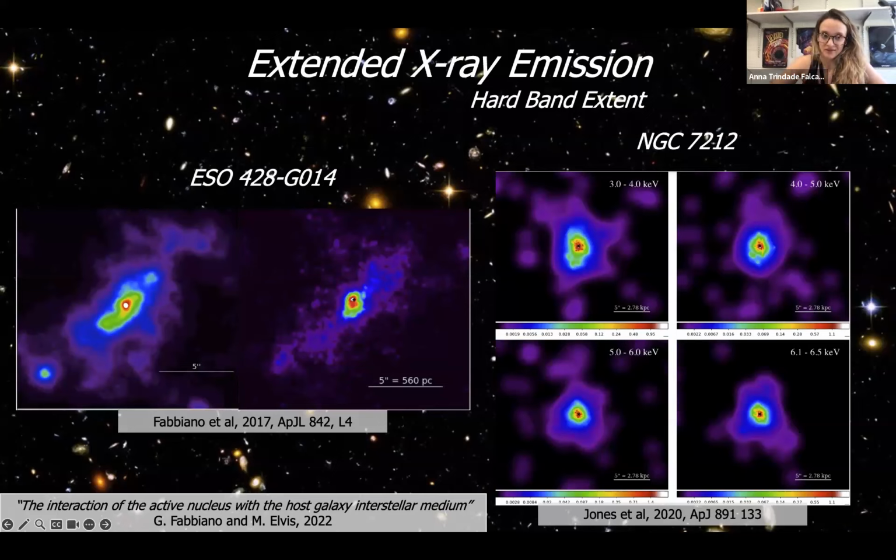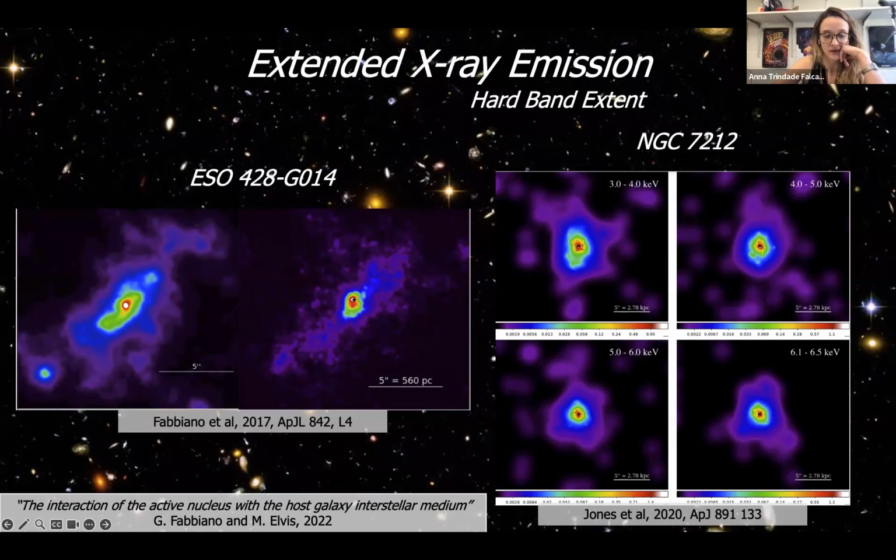So usually, from the unified model, we would expect that the hard continuum, as it arises from the reflection of the hard photons from the AGN on the clouds of the torus, would be seen as point-like. But we know that it's not like this, as I said.